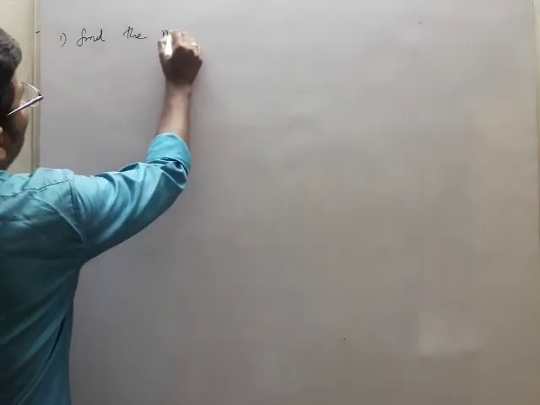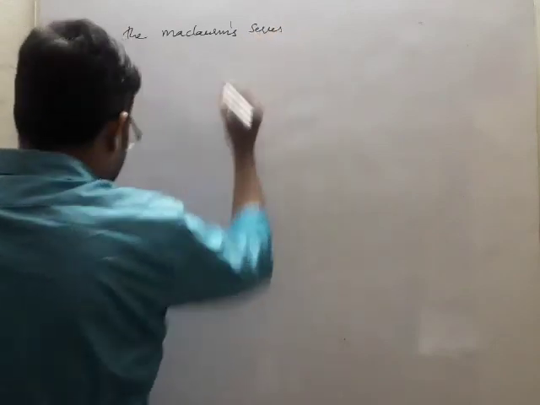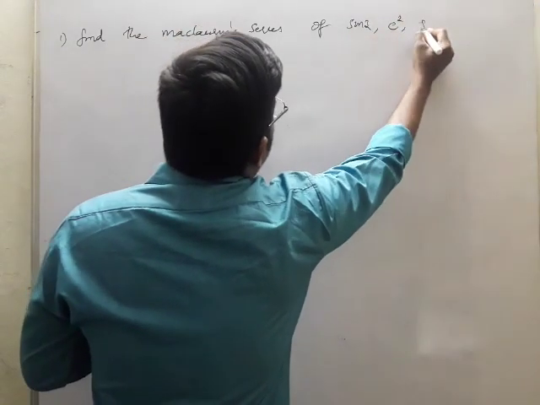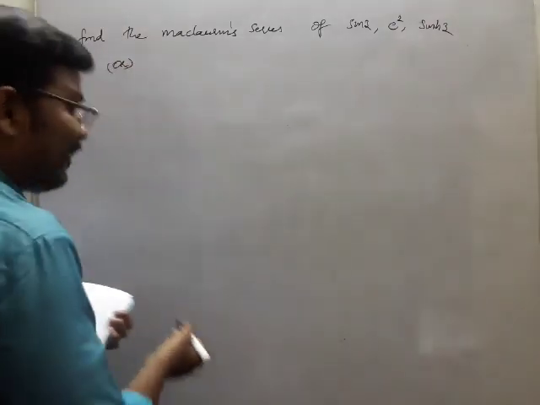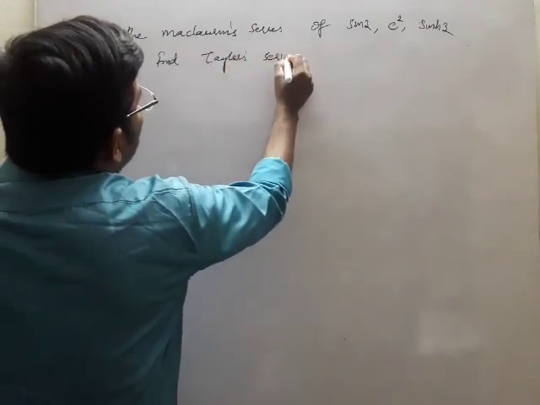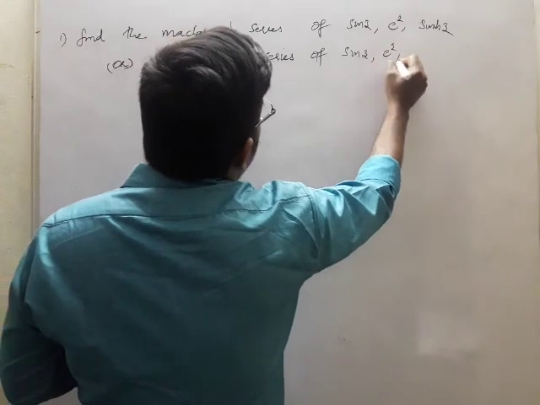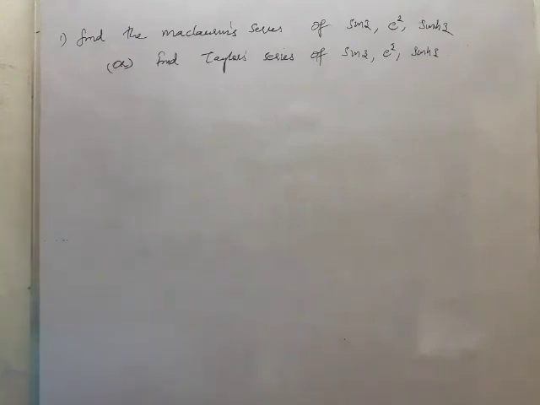The problem is like this. Find the Maclaurin series of sin z, e power z, sin hz, or they may ask us to find the Taylor's series of sin z, e power z, sin hz. This is how the problem is given.